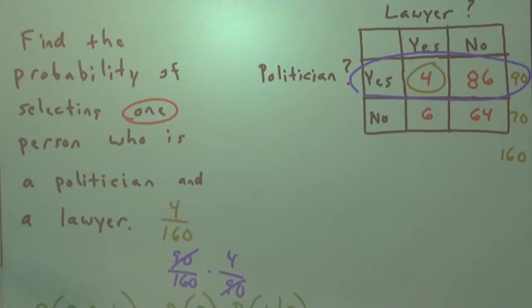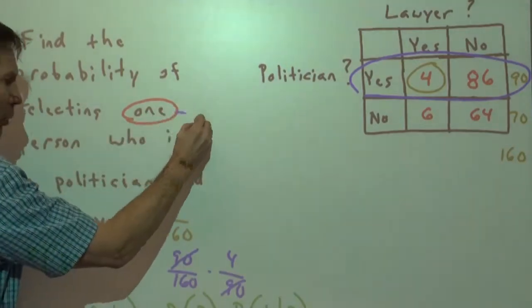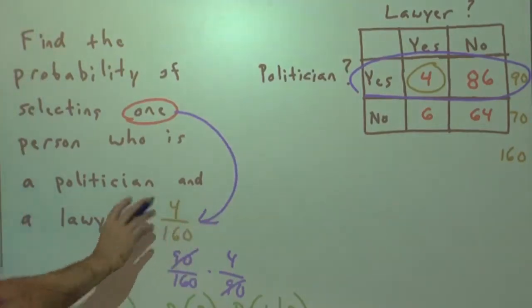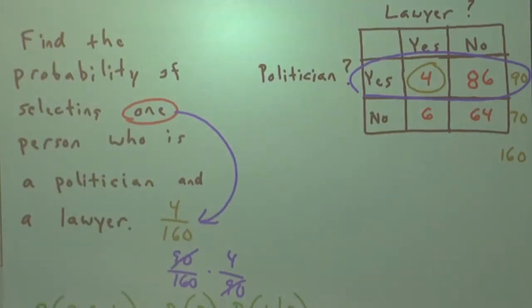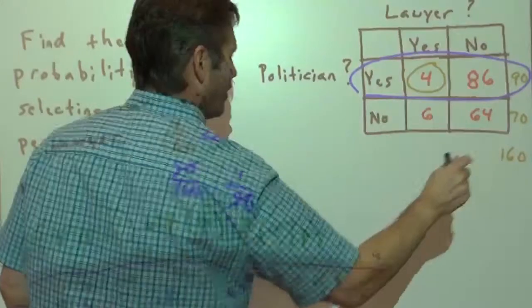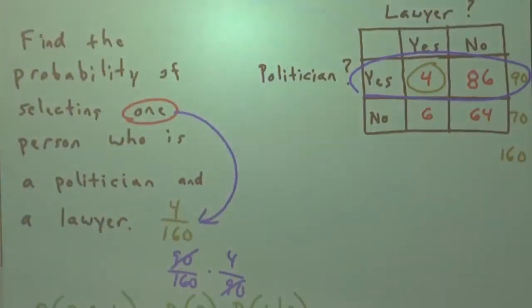But why would you want to use that formula if you're just finding the intersection? Because when selecting one thing, and just means you're finding the intersection. So just go find the 4 people in the intersection on 160 and be done with it.